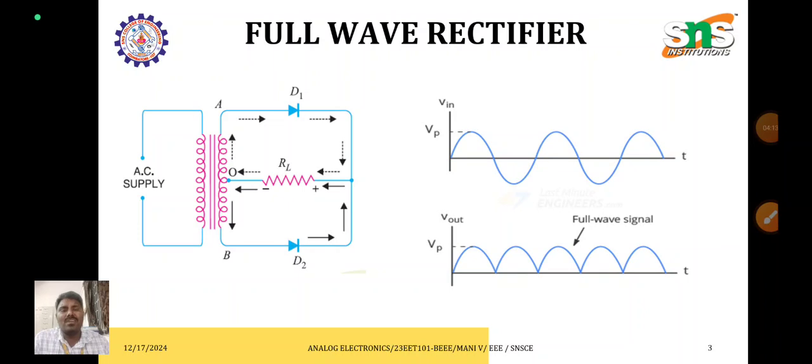During the reverse bias condition, the current direction will start with the plus to D2 to RL to O. So during the negative half cycle, diode D2 alone is conducting, and we can get the negative half cycle output. Combining both the positive half cycle and the negative half cycle, we can get a continuous and constant output voltage.